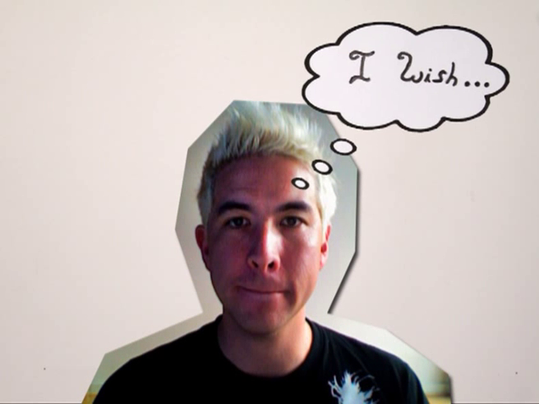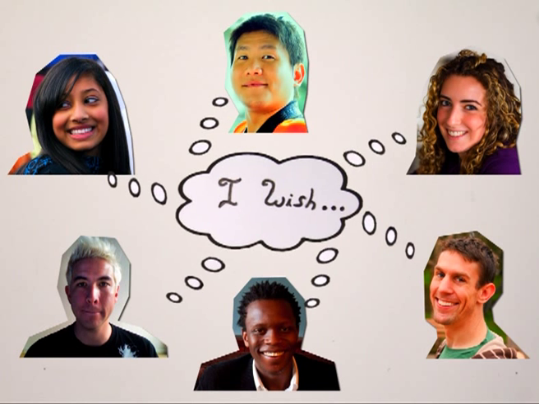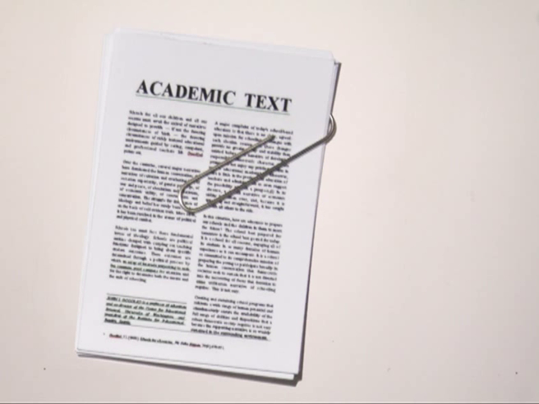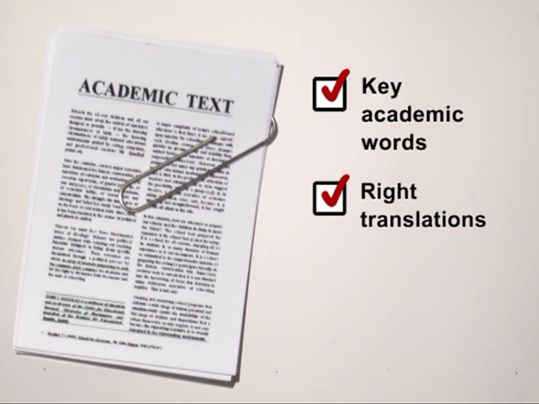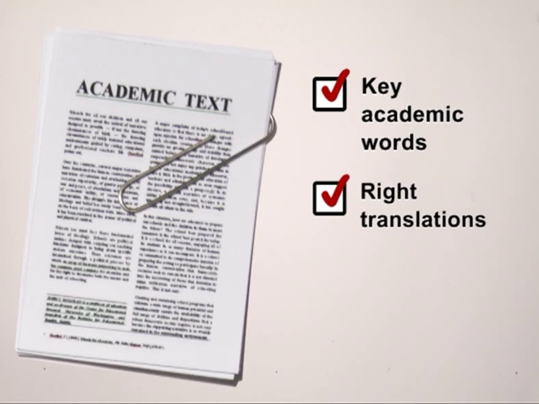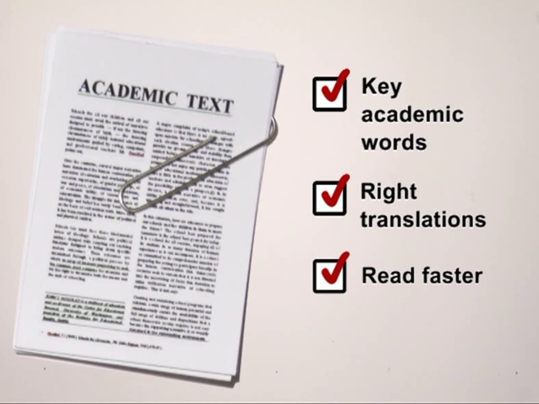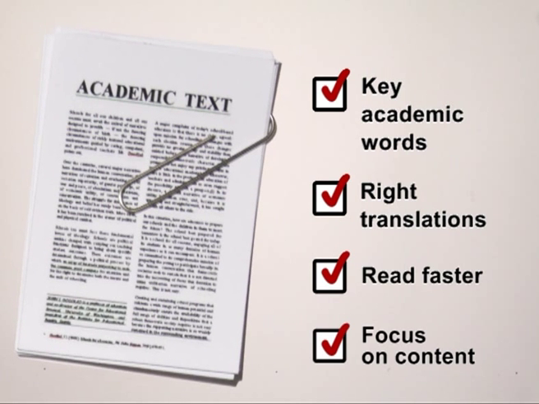Adam wishes there was a better way. Everybody wishes there was a better way. What if right there, next to the text, you could see the key academic words and the right translations? If you could do that, then you could read faster and focus on content.